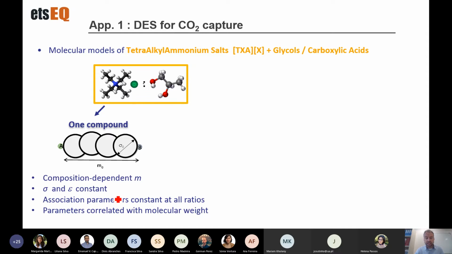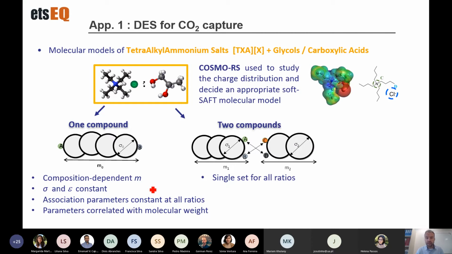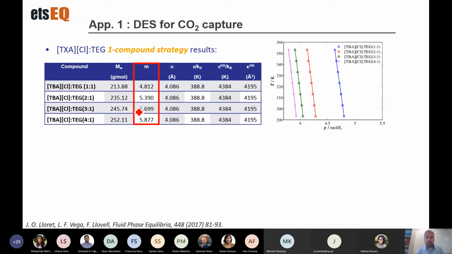So basically, the idea was to keep all parameters constant and have only one composition-dependent parameter, which was the chain length. Then we said, well, it would be more realistic and better to use an individual compound approach for each one of these compounds. Let's see if we can get this information from these properties. These are the preliminary results that we obtained for one tetraethylammonium salt with triethylene glycol.